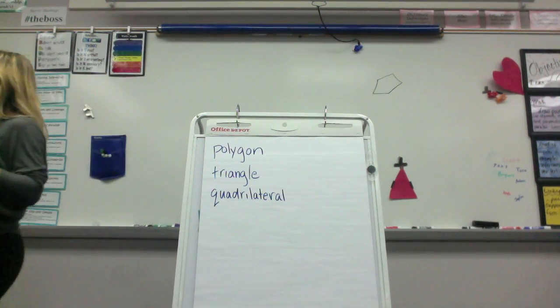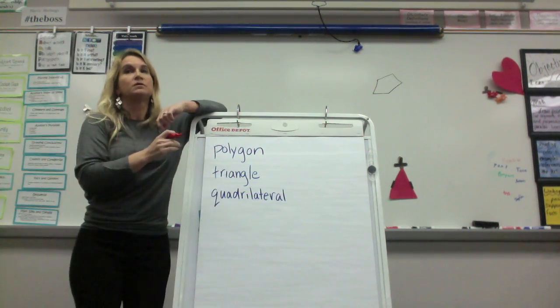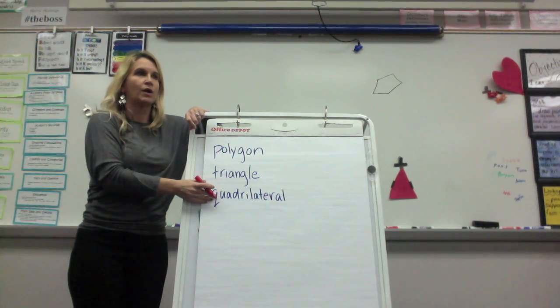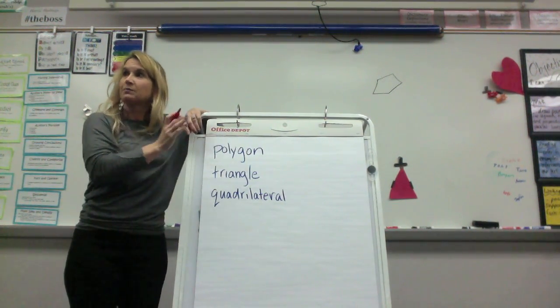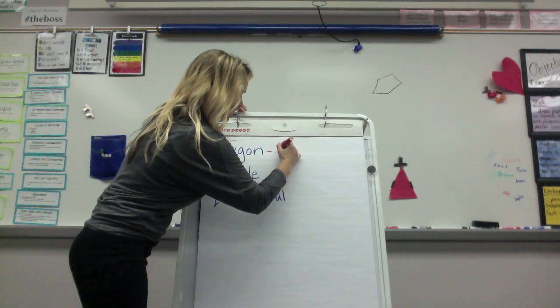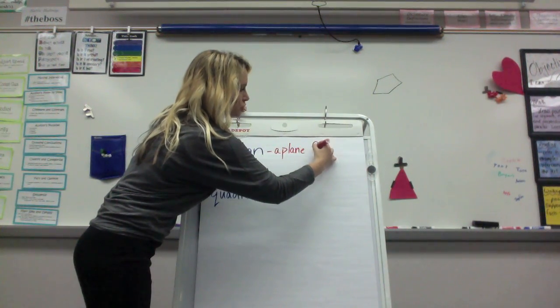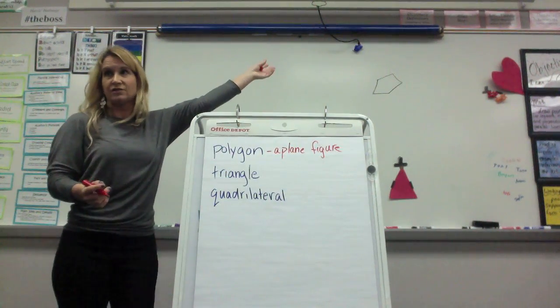But polygons are 2-dimensional, meaning flat. You can write it on your paper, you can write it on a board, you can write it on your desk theoretically, but it's flat. So it's a plane shape. A polygon is a plane shape. A plane figure. Now, obviously it's not just a plane figure.